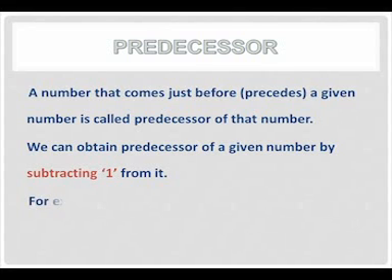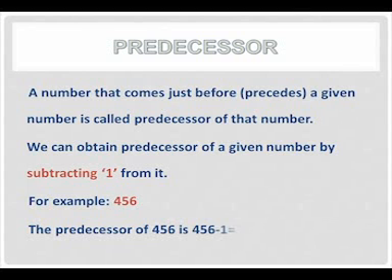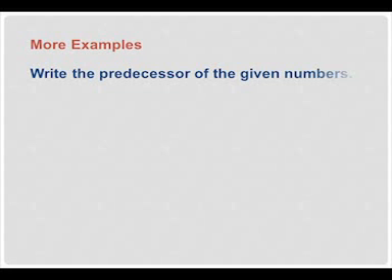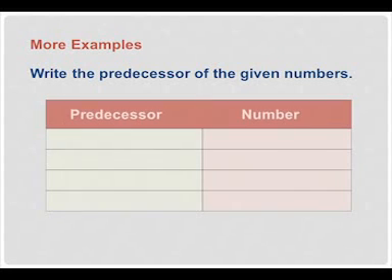For example, 456. The predecessor of 456 is 456 minus 1 equals to 455. Now let's solve some more examples. Write the predecessor of the given numbers. As you know that predecessor is minus 1 the given number.